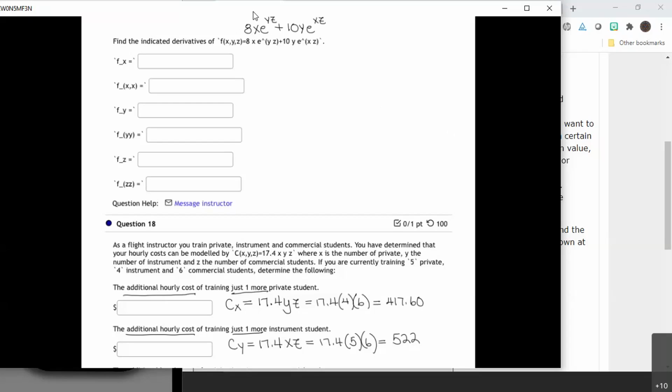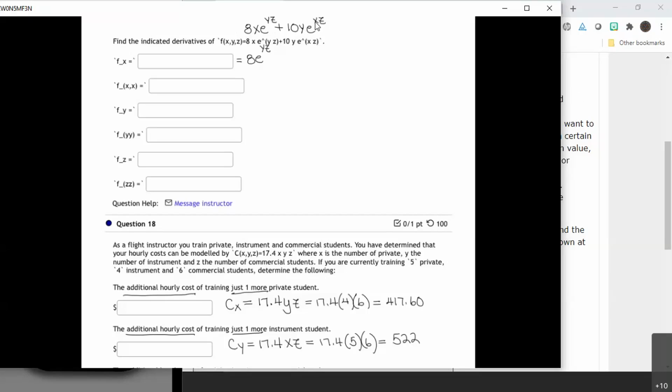If I differentiate this first term with respect to X, the X turns into a 1. The 8 and the exponential come along as coefficients. So this would be 8 e to the yz. And if I differentiate the second term with respect to X, the only X is up here in this exponent.